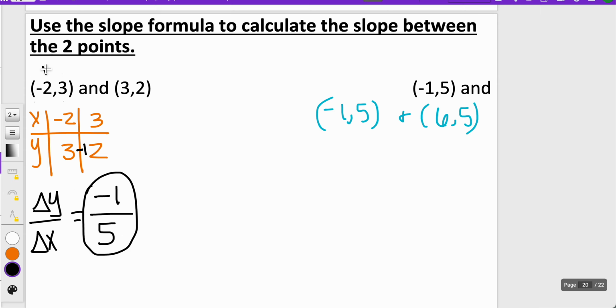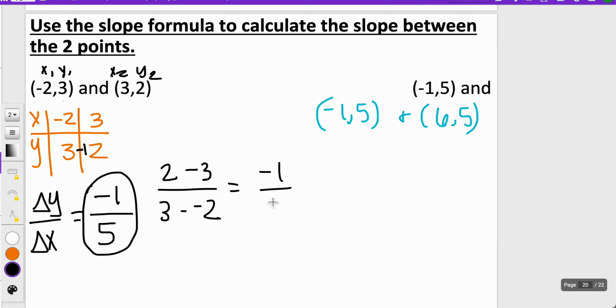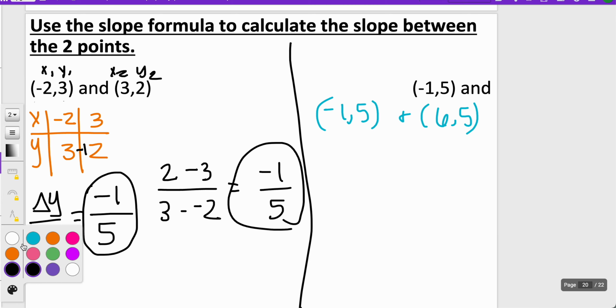Now if you decided you wanted to do x1, y1, x2, y2, you can. So I would do 2 minus 3 over 3 minus -2. 2 minus 3 is still -1. 3 minus -2 is still 5. I still get -1 over 5, okay?